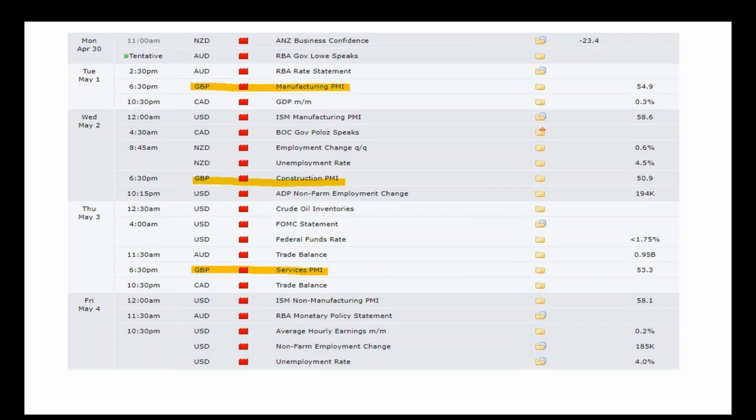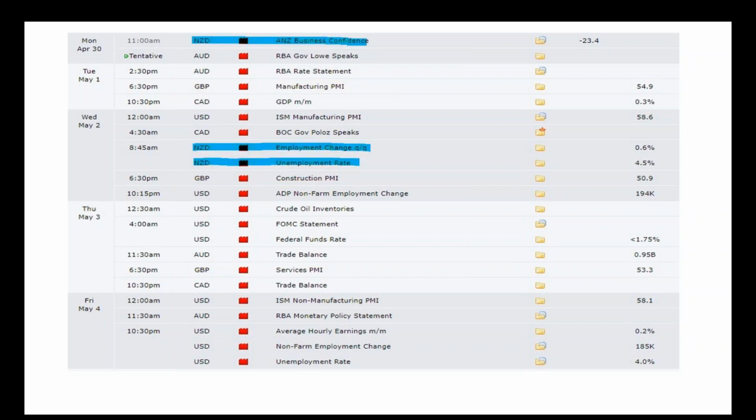This week we have the PMI figures, manufacturing, construction and services all due. So should they come back a little bit stronger than what the forecasts are, we could get a little bit of a recovery on the sterling. Otherwise, if they continue to slump, well, then basically it opens up the pathway for the pound to continue to drop.